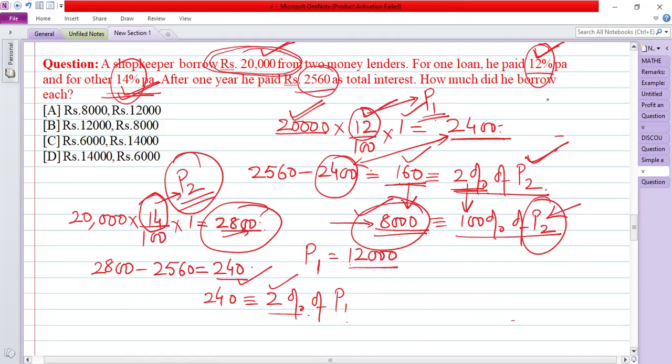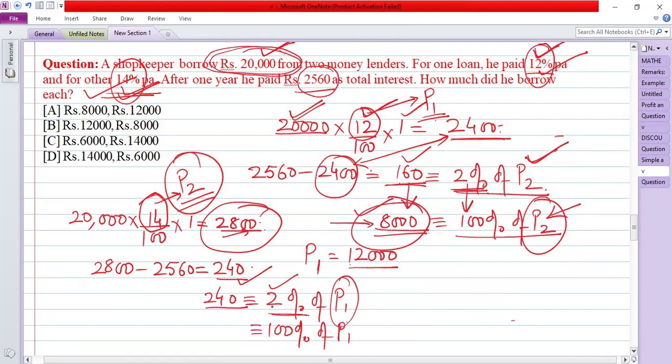2%, once again, what 2%? The difference between 12% and 14%. But 2% of what? The amount P1. And once again, what we need? We need 100% of P1. 100% of P1, once again I have to multiply by 50.